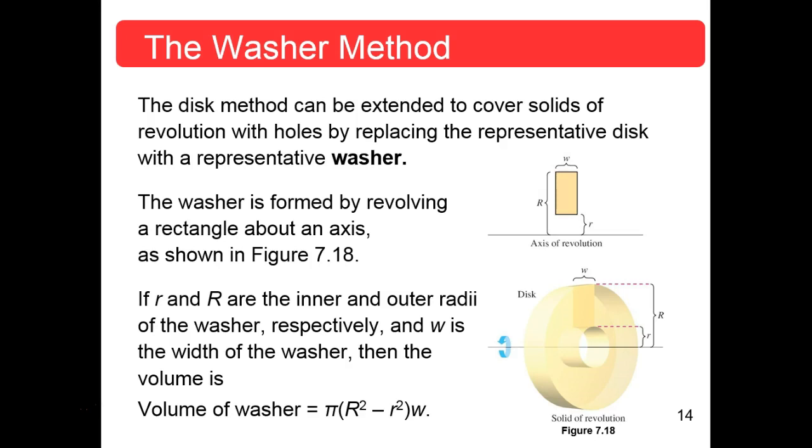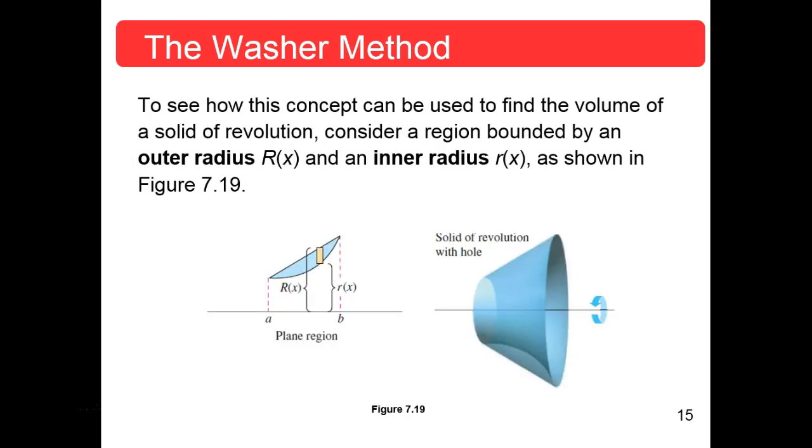The square of the outer radius minus the square of the inner radius, with your pi on the left-hand side and your w on the right. It doesn't matter what side they're on, except that it's just going to be convenient to keep it that way for what we're going to do later. To see how this concept can be used to find the volume of a solid of revolution, consider a region bounded by an outer radius capital R of x and an inner radius little r of x, as shown here.